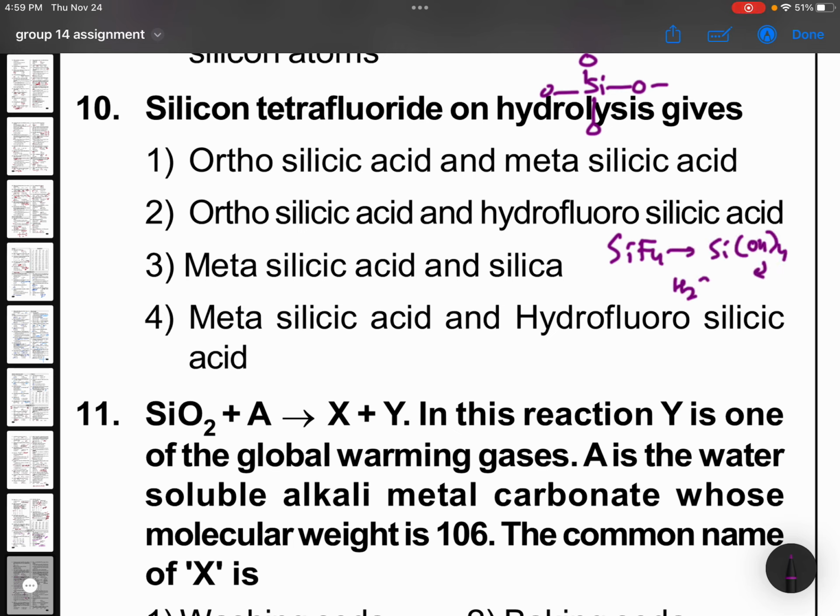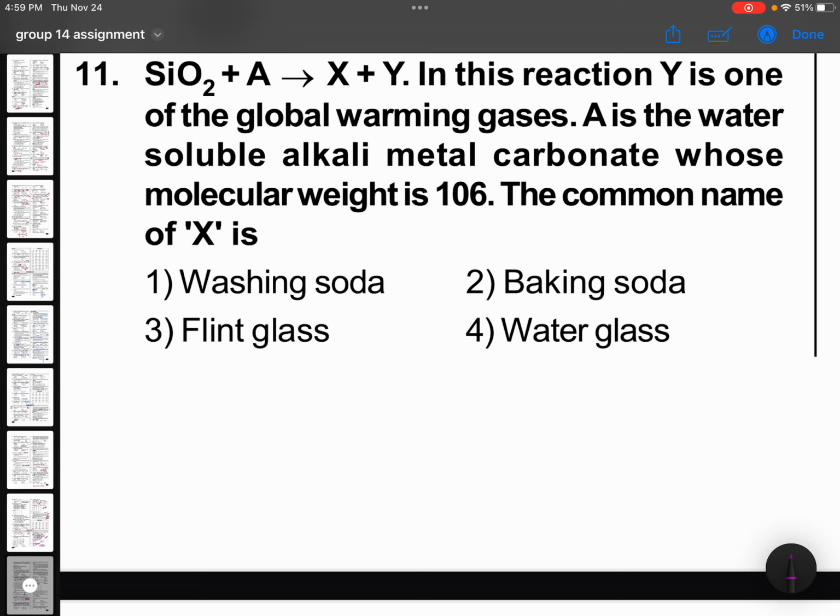SiO2 plus A gives rise to X plus Y in this reaction. Y is one of the global warming gases. Fine. A is the water soluble alkali metal carbonate whose molecular weight is 106, meaning it should be Na2CO3.